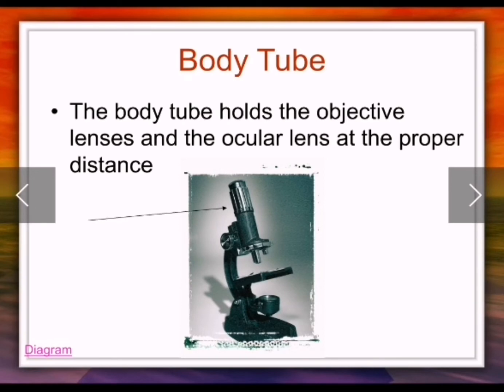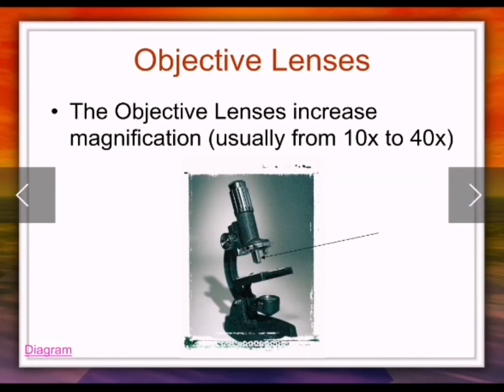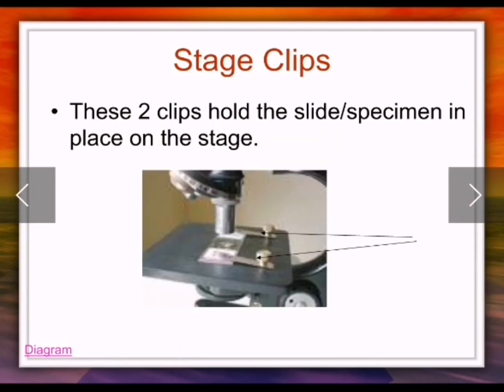Body tube. The body tube holds the objective lens and the ocular lens at a proper distance. Nose piece. It's the piece that holds the lenses. The nose piece holds the objective lens and can be turned to increase the magnification. Objective lens. The objective lenses increase magnification, usually from 10 times to 40 times. The stage clip. It's the piece that holds the specimen. We hold the specimen on the stage clip.